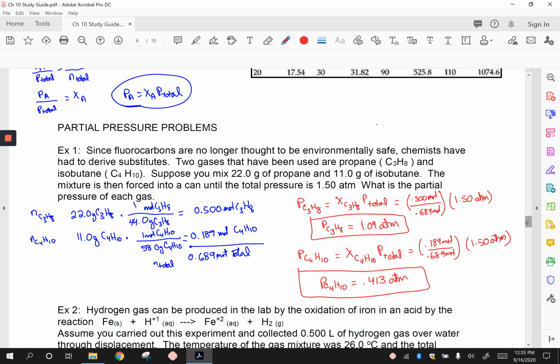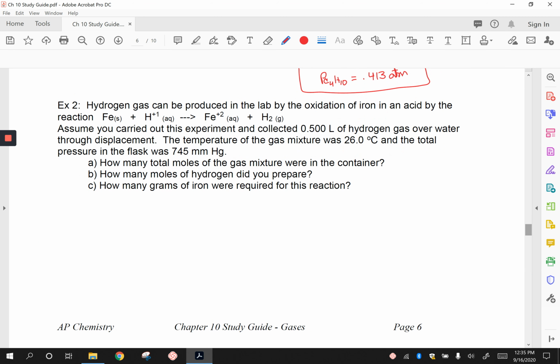Okay, let's look at the next one. So the next one says, hydrogen gas can be produced in the lab by the oxidation of iron in an acid by the reaction given here. We want to assume we carried out the experiment and collected a certain volume of the hydrogen gas over water through displacement. The temperature of the gas mixture was 26 Celsius, and they give us the total pressure as well. And then they ask us a whole bunch of stuff. So let's talk about this first.